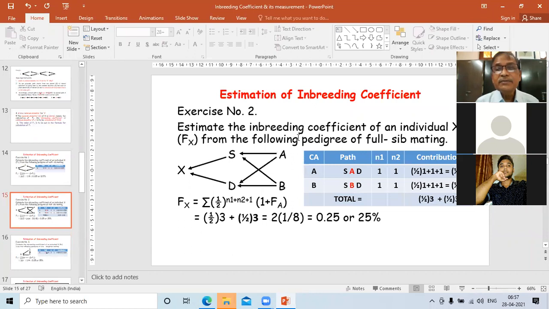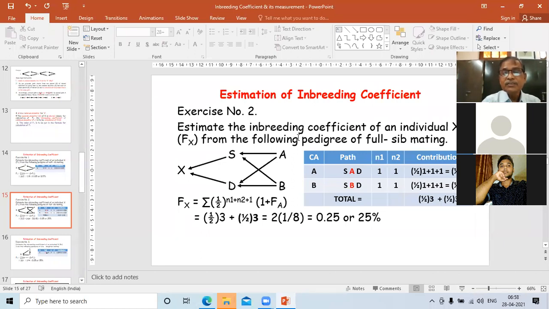Next, estimation of the inbreeding coefficient of an individual X produced by full sib mating. Now we can calculate. Here you will see there are more than one common ancestor. Here S and D are full sibs, so the two common parents are A and B. So here you write the common path in the same table: common ancestor, path, N1, N2, and contribution. First write the common ancestor A, and the path is S to A to D. Then the value of N1 is equal to 1, N2 is equal to 1. Contribution will be half to the power 1 plus 1 plus 1, which is half to the power 3.